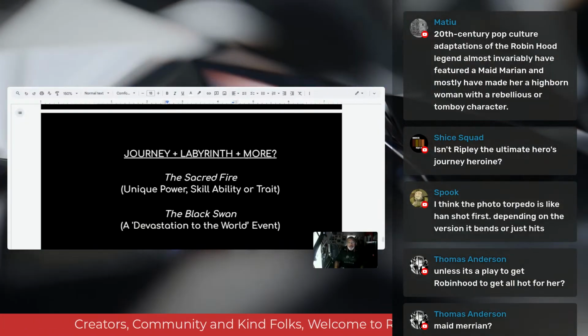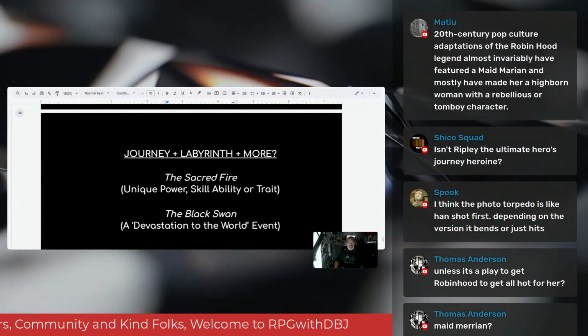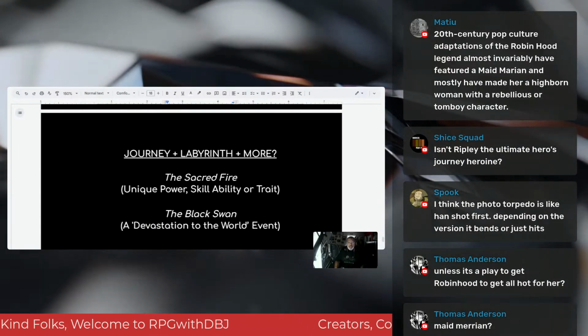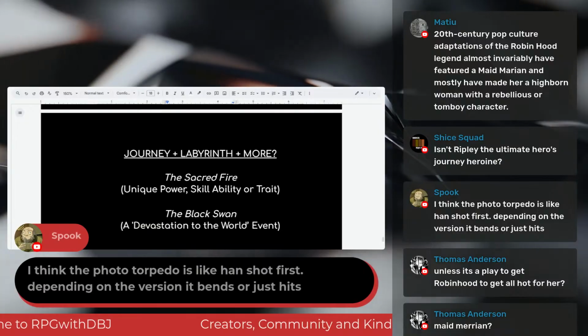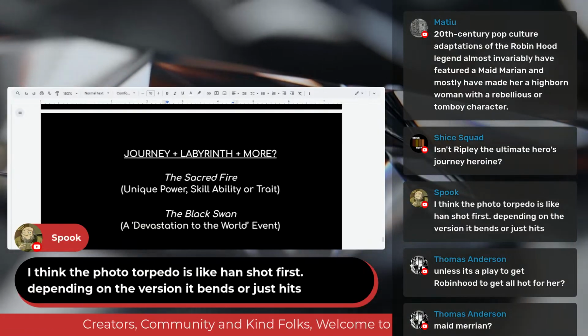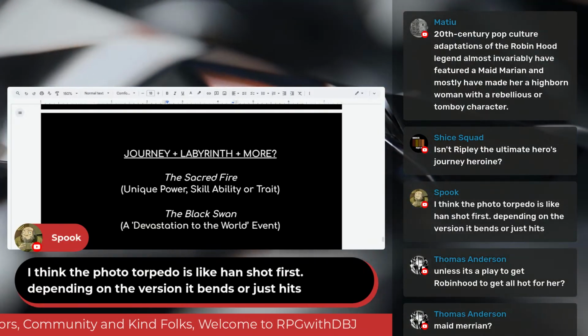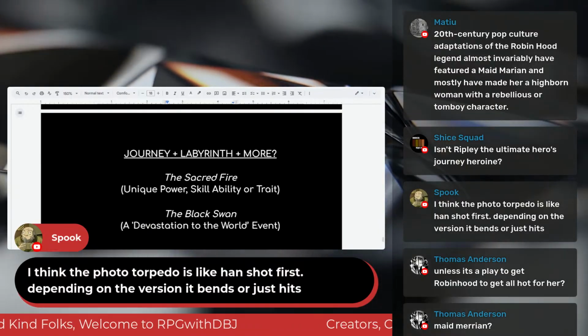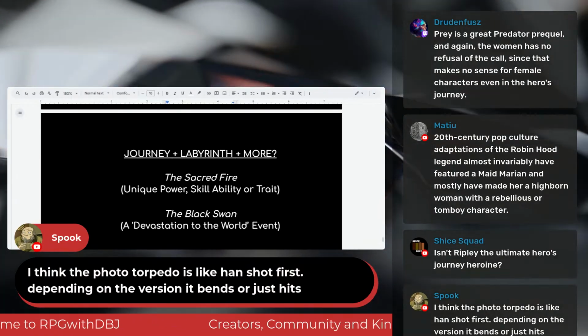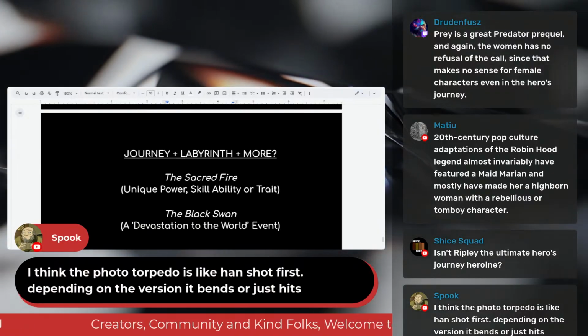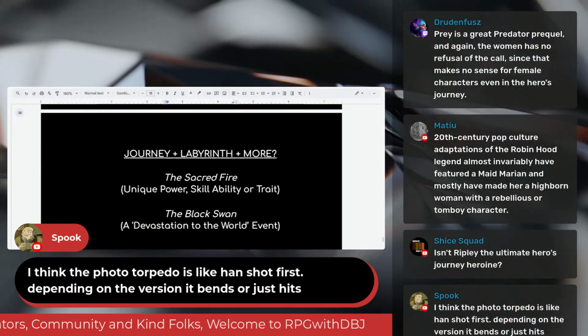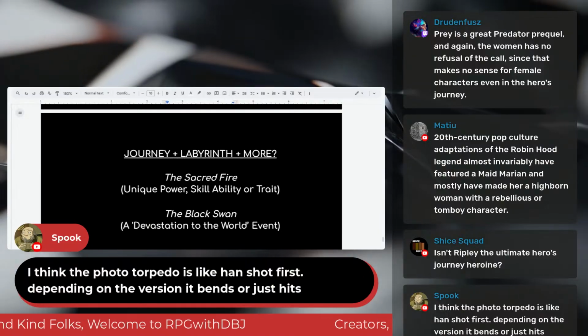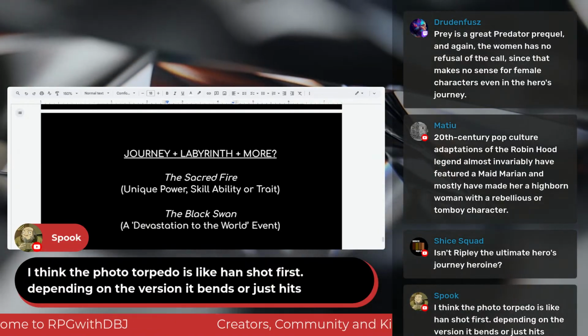Spook says, I think the photon torpedo is like Han shot first, depending on the version it bends or it just hits. Yeah, I don't know which one. I never gave it that much thought. So thank you for destroying my childhood. I appreciate that. No, you didn't destroy my childhood. I got the impression that they were supposed to bend like that, but I don't know.